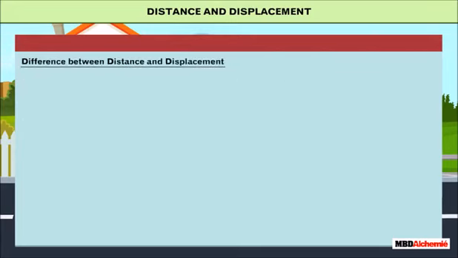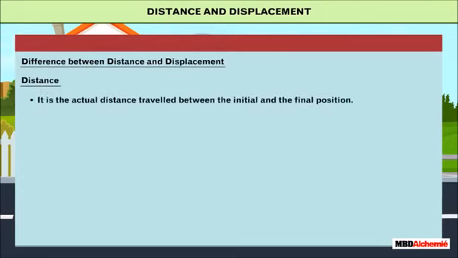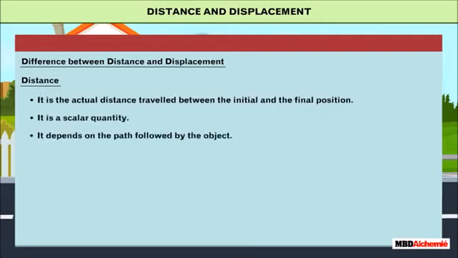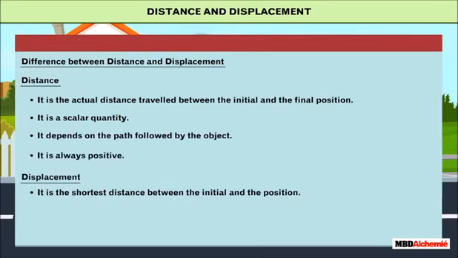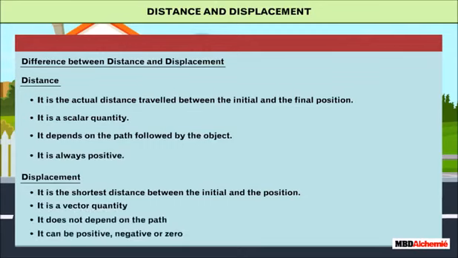Difference between distance and displacement. Distance. It is the actual distance travelled between the initial and the final position. It is a scalar quantity. It depends on the path followed by the object. It is always positive. Displacement. It is the shortest distance between the initial and the final position. It is a vector quantity. It does not depend on the path. It can be positive, negative, or zero.